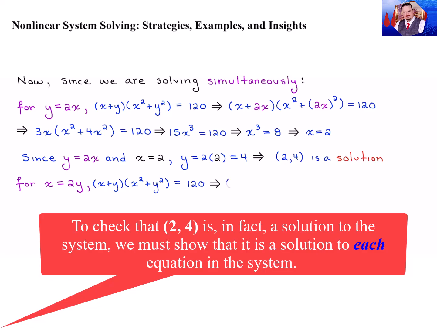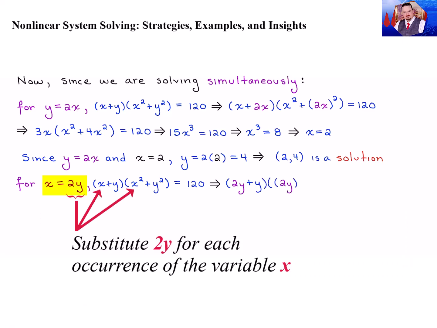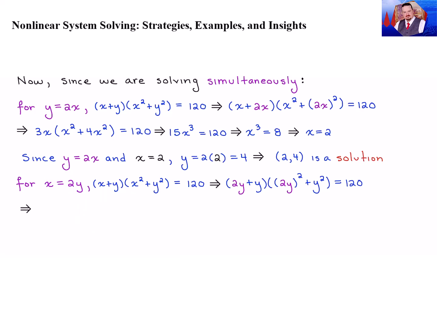That exercise will be left to the reader, but it is in fact a solution. You can verify that yourself directly. Now, using the other branch, x is equal to 2y. Again, I'll plug that into the original system, and that will give us something very similar.